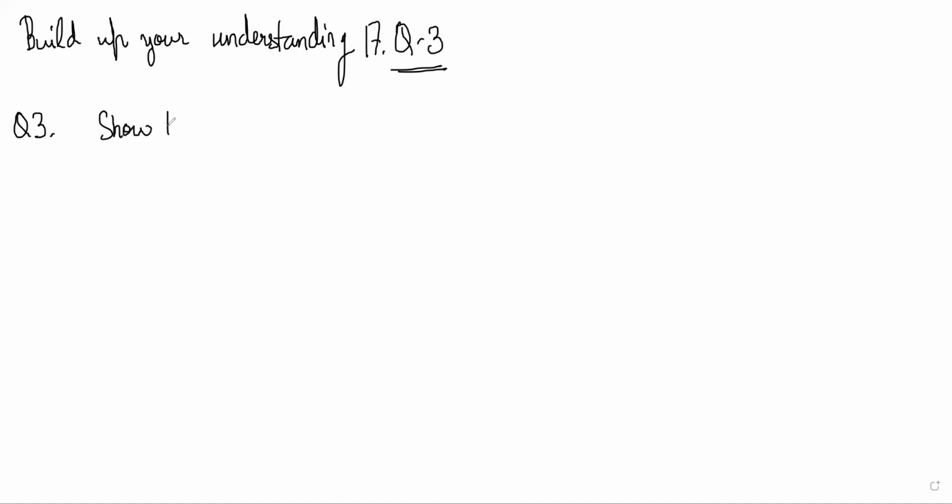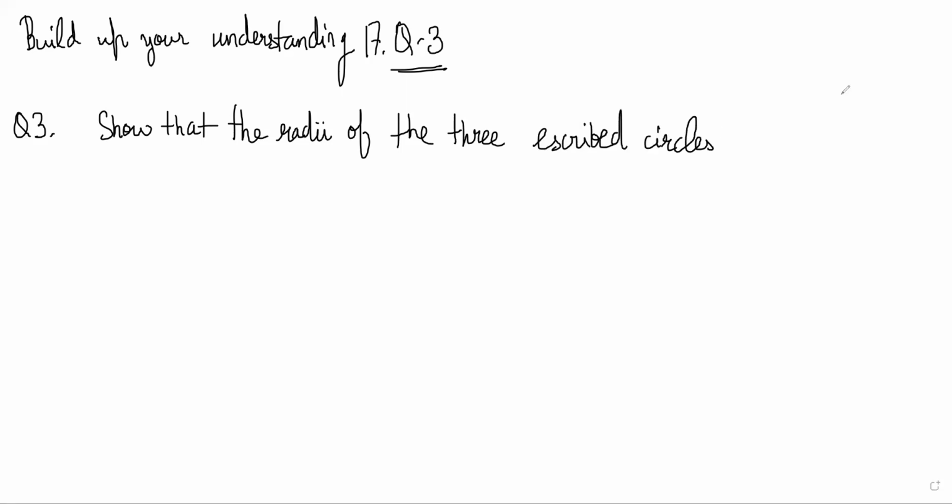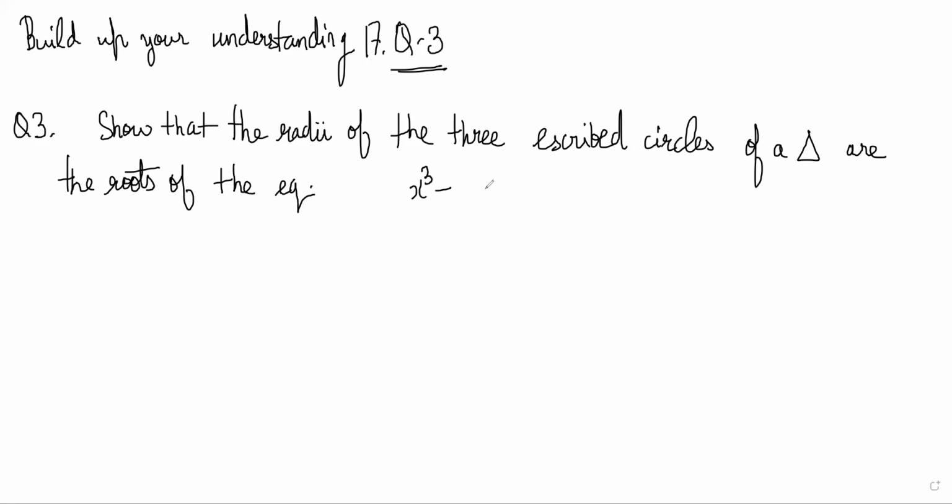show that the radii of the three escribed circles of a triangle are the roots of the equation x cubed minus x squared (4R plus r) plus xs squared minus rs squared.